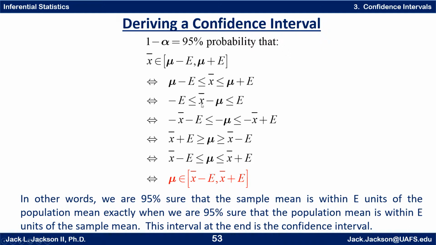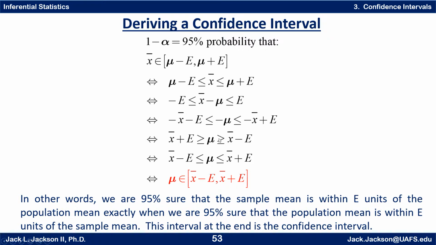Next, we want to get this mu by itself, so we're going to subtract x bar to get rid of this. When we subtract x bar from all three sides, it cancels out the x bar in the middle, but leaves us a minus x bar in the front and a minus x bar on the last part. Finally, we divide by -1 to get mu by itself in the middle, canceling the -1. When we divide by -1, this becomes x bar plus e. This becomes x bar minus e, distributing the -1. However, when you divide by -1, it reverses the inequality from a less than to a greater than. Remember, when you multiply or divide both sides of an inequality by a negative, it flips the inequality sign over.